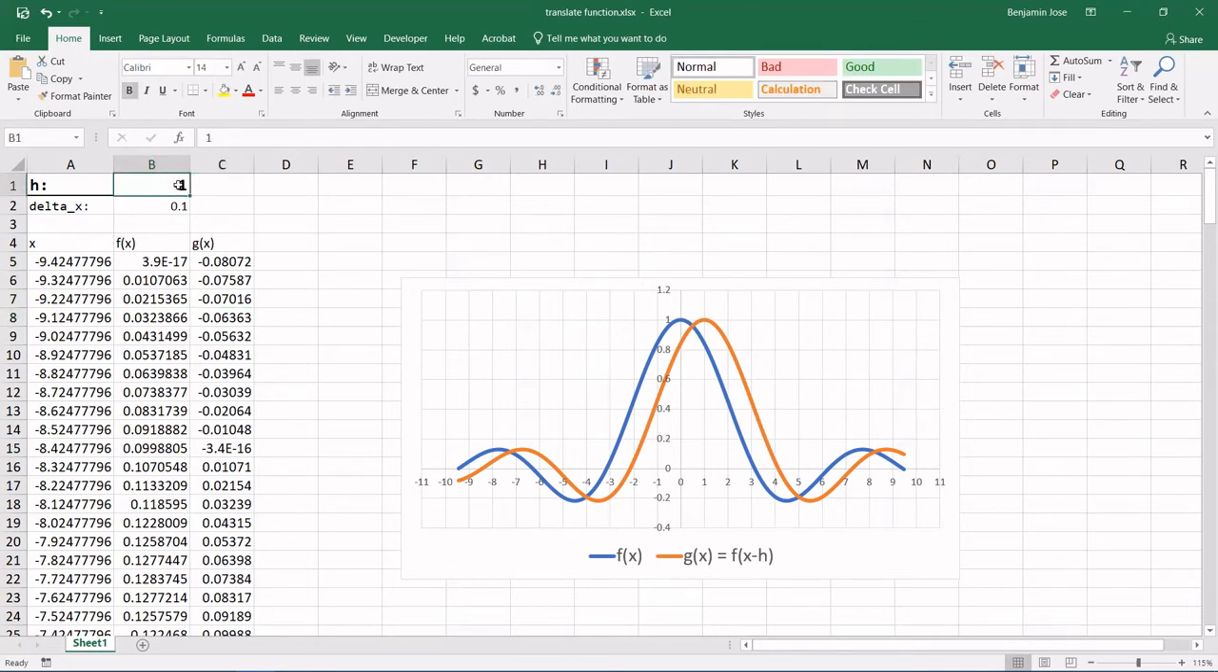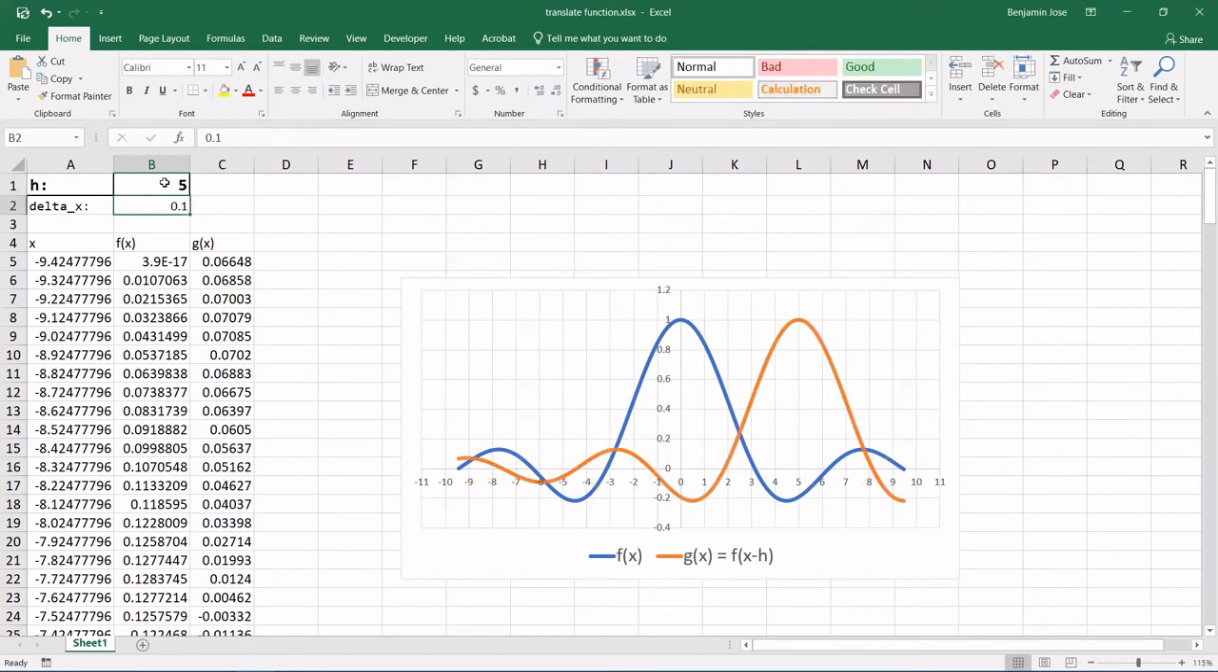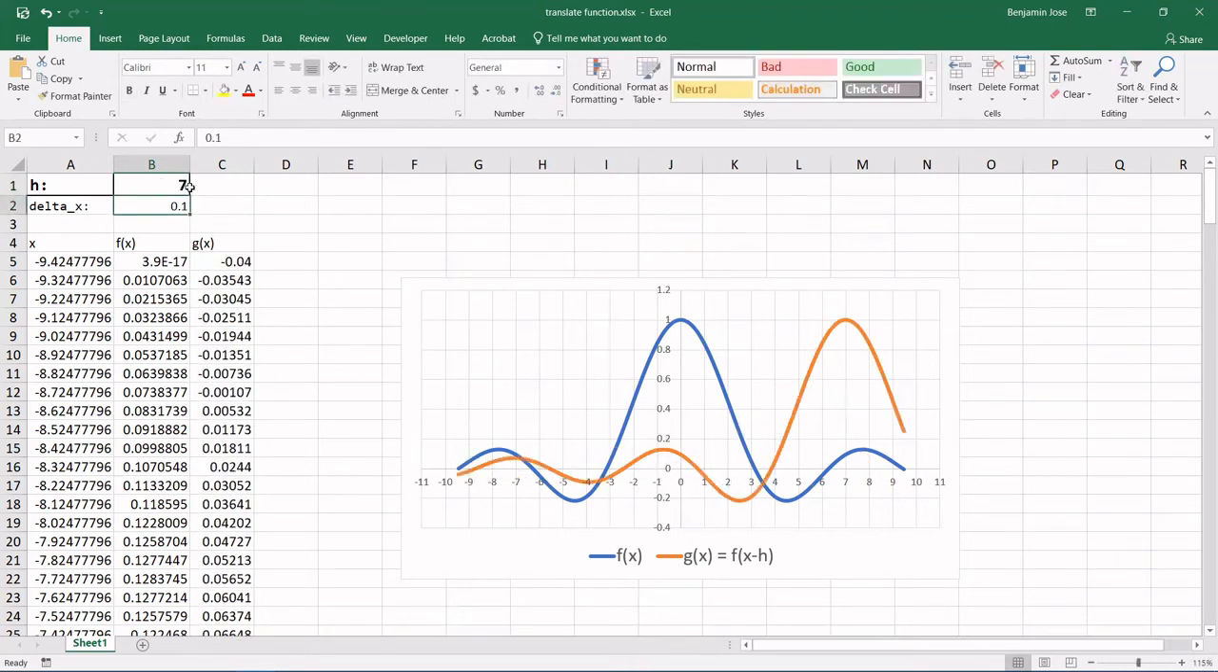So if I change this to 2, did you notice that all of these y coordinates for the orange function automatically updated, and that was reflected in the graph? So right now I'm calling the amount of scoot h. That's the amount by which I'm translating the orange curve. And as I increase h, I scoot my function more and more to the right. So right now, h is 7.